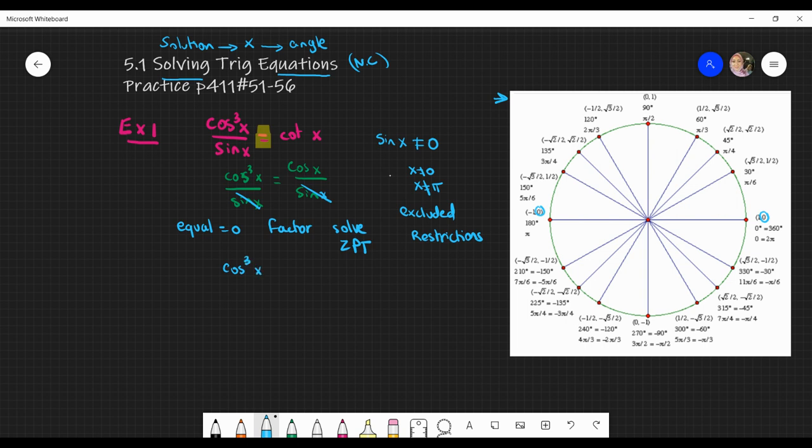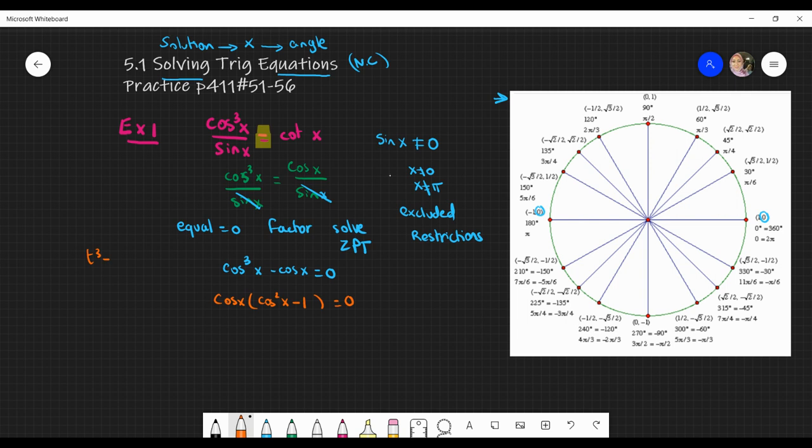First of all, this equation does not equal to 0, so to make it equal to 0, I'm going to subtract cosine x on each side. Now I'm going to factor it, so I'm going to look for a common factor. And clearly, the common factor is cosine x. I will have cosine squared minus 1 in the parentheses.